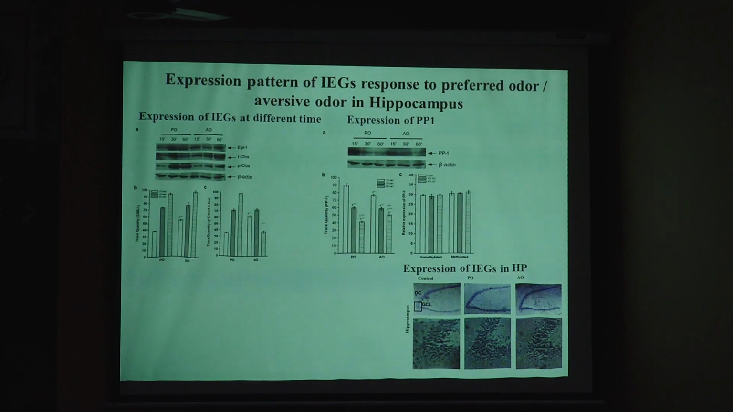And when we go to the hippocampus region, here when we provide an aversive odor and a preference odor, the expression goes up and comes down, and for the aversive odor, not much expression. And here PP1 is also not doing any business. They are very normal, and in the hippocampus, this is the CA1 region, the expression is different.